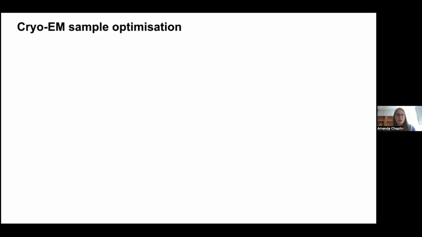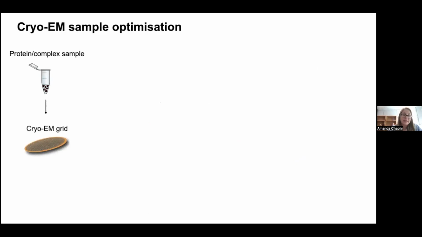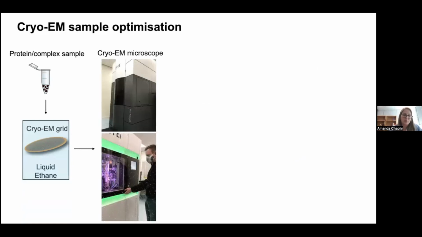are looking like. So just for those of you that don't know too much about cryo-EM, what we do is we first of all get our protein or complex. We make our samples in E. coli or insect cells, and sometimes we actually endogenously purify our proteins. You then place it onto a cryo-EM grid, which is then frozen into liquid ethane, which creates a vitreous ice. And then you put it into one of these cryo-electron microscopes.